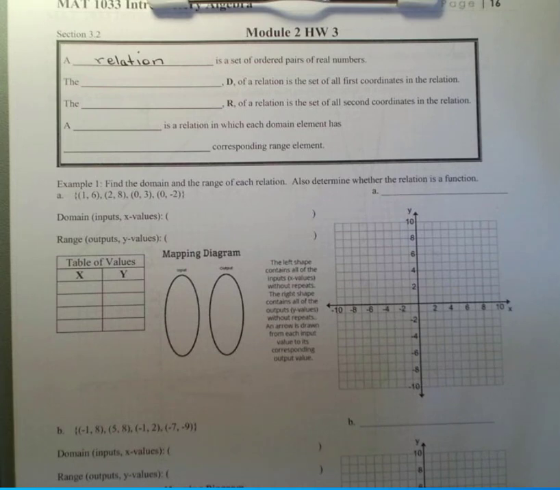For Module 2, Homework 3, we're going to stop talking about linear equations or straight lines, and we're going to start looking at these graphed lines that we have as relationships. A relation of a set of ordered pairs of real numbers is really every number that's represented by a point or a coordinate on the line. So we can look at these two different ways.